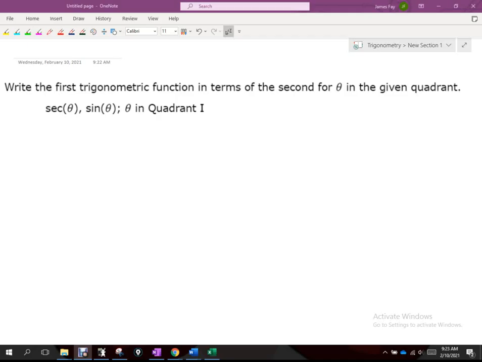Write the first trigonometric function in terms of a second for theta in the given quadrant. So in quadrant one, everything is positive, right? So that's actually a benefit to us. So we're going to write secant in terms of sine.